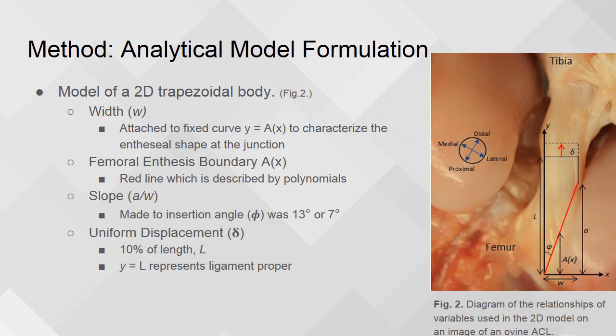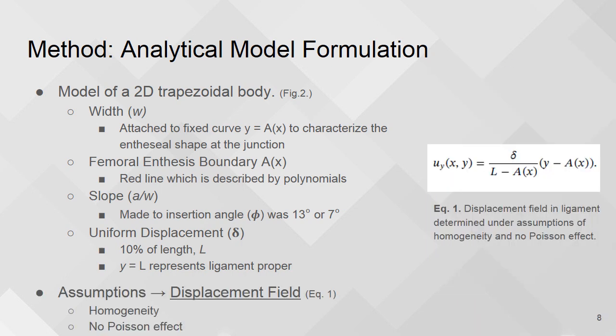Figure 2 represents the relationships used within the 2D model. The width was fixed to the curve denoted A of x. This line shown in red is characterized by the 6 tide mark profiles, which you'll see shortly. The slope was made so that the insertion angle was either at 13 or 7 degrees. Finally, a uniform displacement was applied to the length. The researchers used these parameters in equation 1 to determine the displacement field. The displacement field was conceived under assumptions of homogeneity and no Poisson effect.